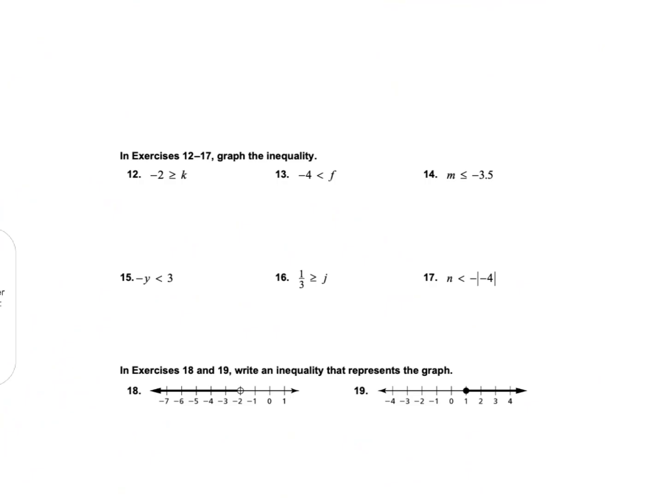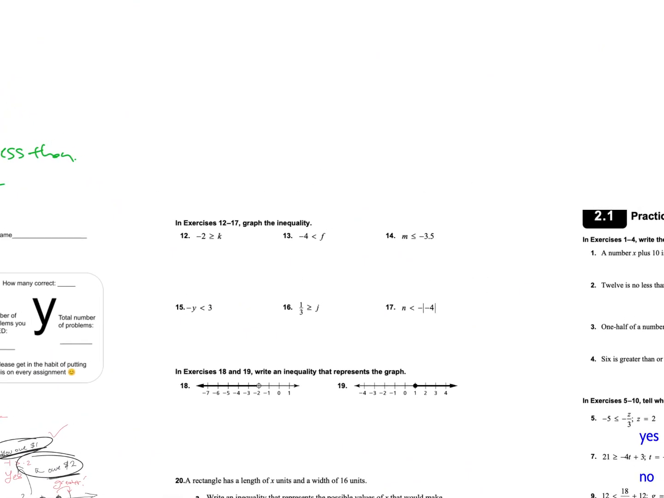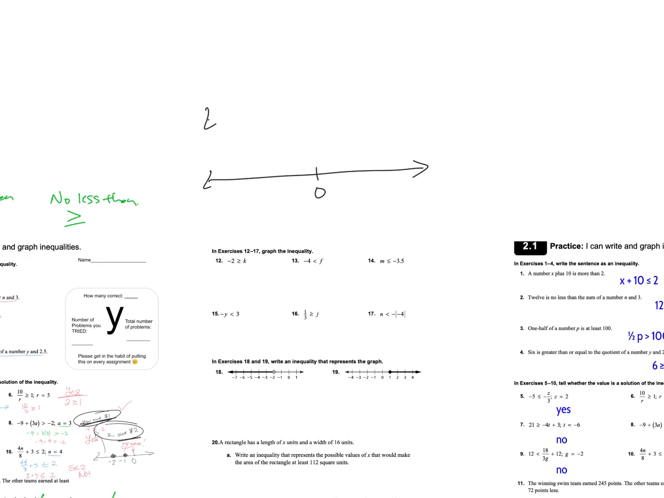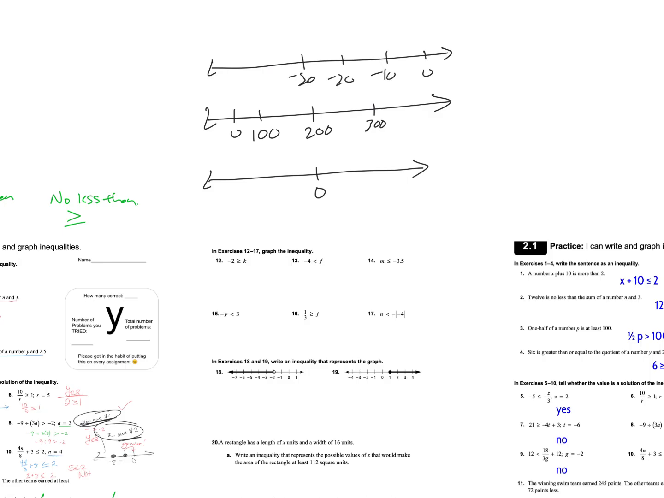Graph the inequality. Okay, let's do some graphing. First things first, number line. Mr. McMath really likes to do this. If he doesn't know what he's going to be graphing, he makes a really long line and puts 0 right in the middle, and then he starts to read the problem. If he already kind of knows it's going to be super positive, he might put a 0 there, and then 100, 200, and 300, because it's going to be really big in that direction. If he knows it's going to be really negative, he might put 0 there, and then negative 10, negative 20, negative 30. You get the idea.